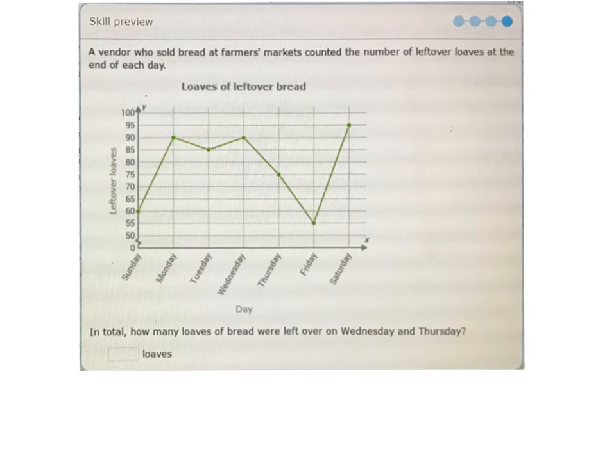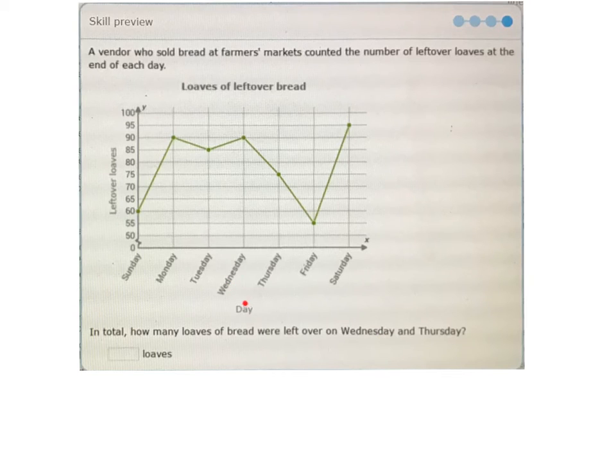Okay. And the second and last example in a short video, it says a vendor who sold bread at a farmer's market counted the number of leftover loaves at the end of each day. So we see our title, loaves of leftover bread, our axes labels on the day, and the leftover loaves, the number. So it's asking us, in total, how many loaves of bread were left over on Wednesday and Thursday?